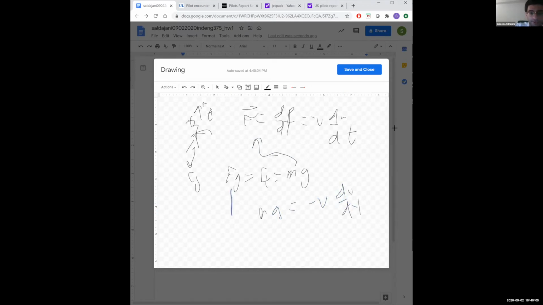You do separation of variables, and then you integrate both sides of the equation. So you get dm over m is equal to minus v over g dt. And so in the end, you get the time the person is hovering is equal to minus v over g, natural log of whatever mass difference of the fuel is.